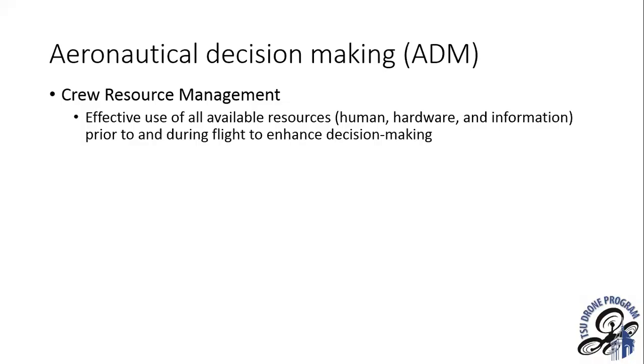Now, with aeronautical decision making, we can have two different types of resource management. We've got crew resource management, which is essentially when we have multiple people involved. And so you can see the definition there. We can also have what's called single pilot resource management, which, of course, as it sounds, is when we've only got the one pilot that's engaging in working with the different resources that are available.